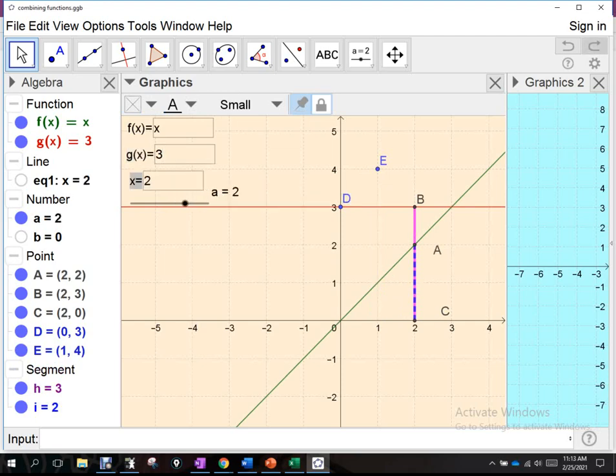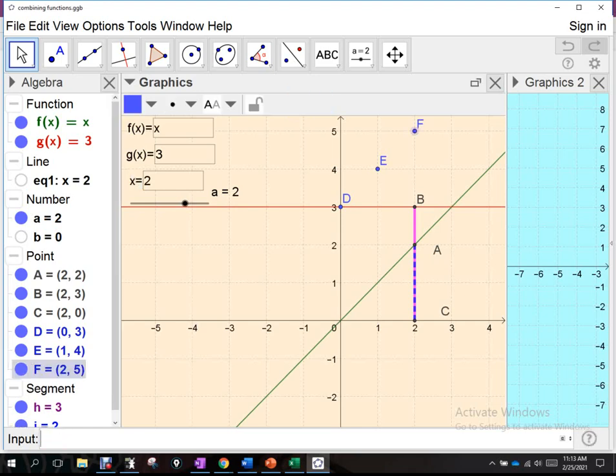When it's 2, how big is that dotted line? 2. And how big is the purple one? 3. So what's 2 plus 3? 5. So when x is 2, the y value is 5. Okay.